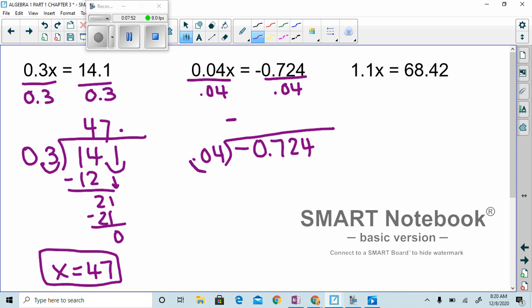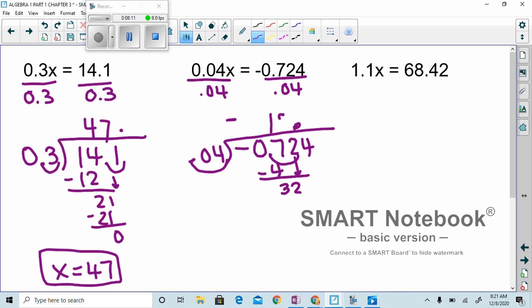This requires me to move my decimal over twice to make it a whole number. I do the same thing on the inside. And now I can go ahead and divide. I have 4 into 7 will go once. I subtract, bring down my next digit, which is 2.